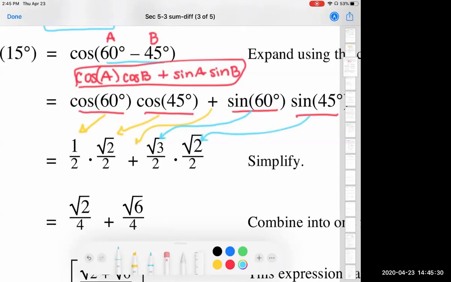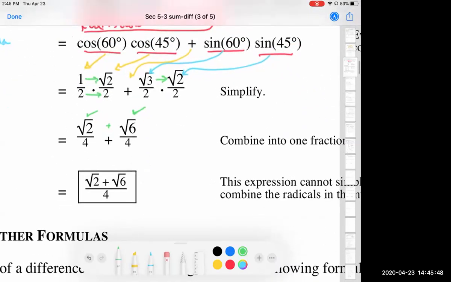Remember, you multiply your fractions across. 1 times radical 2 is radical 2. 2 times 2 is 4. Plus, multiply across. Radical 3 times radical 2, we get radical 6. 2 times 2, we get 4. Awesome. Last piece, we have to add. This adds to be radical 2 plus radical 6 over 4. It makes it much easier if you go ahead and write down your formula as you're working with it. That's always recommended. It's very helpful.